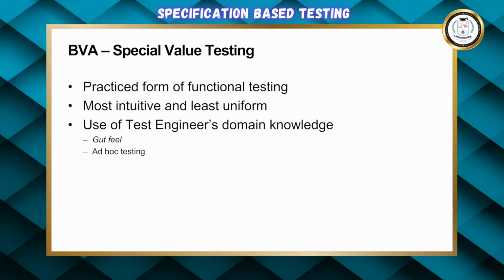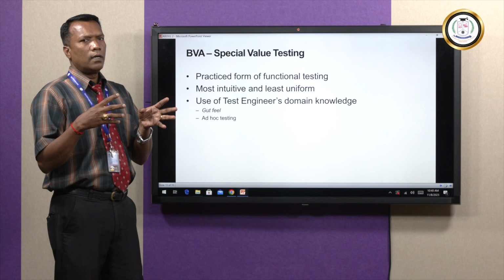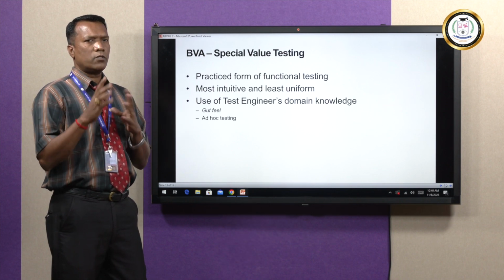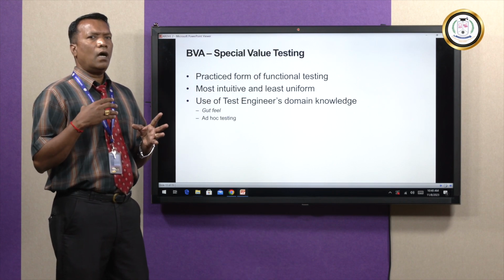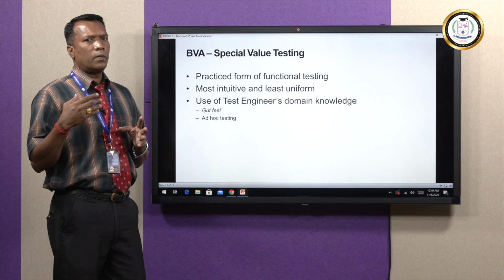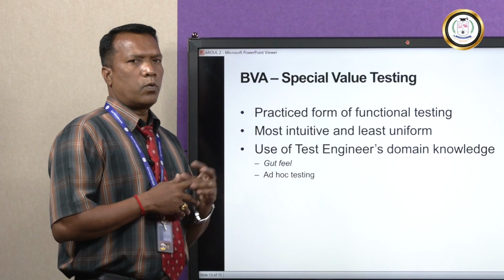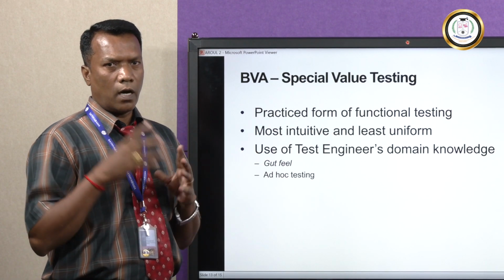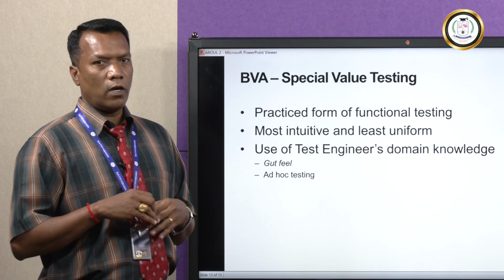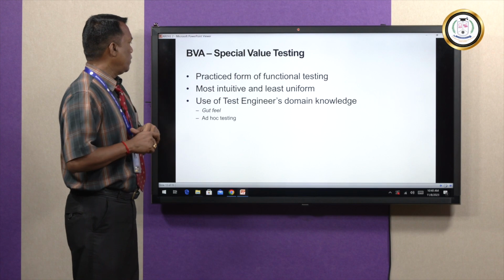Special value testing: BVA is a special value testing practiced from functional testing. That is how we provide the input. The idea behind the testing is that we want to break the software. A tester tries to break the software by giving inputs in such a way. So BVA helps to identify all the ways it is going to work and also all the ways it must not work. Boundary value analysis is most intuitive and least uniform.